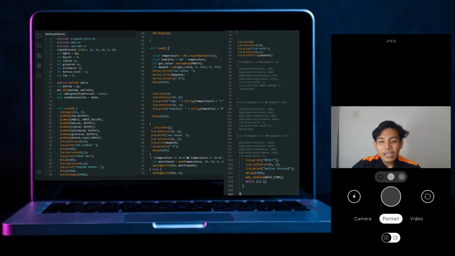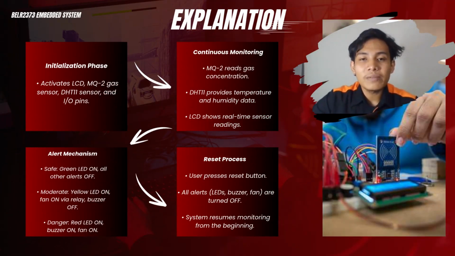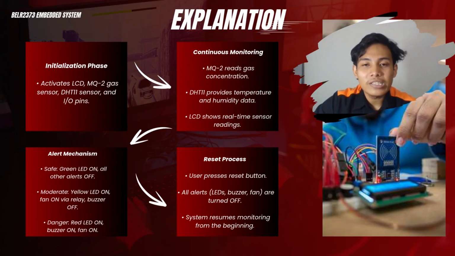run successfully. And the explanation about this project is: the Smart Environmental Monitoring and Gas Leakage Alert System begins by initializing all necessary components, including the LCD display, MQ2 gas sensor, DHT11 temperature and humidity sensor, and input-output pins. Once initialized, the system continuously reads gas concentration level from the MQ2 sensor and temperature and humidity data from the DHT11 sensor. This data is then displayed on the LCD screen in real time.